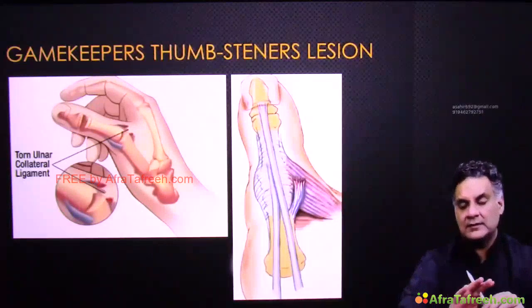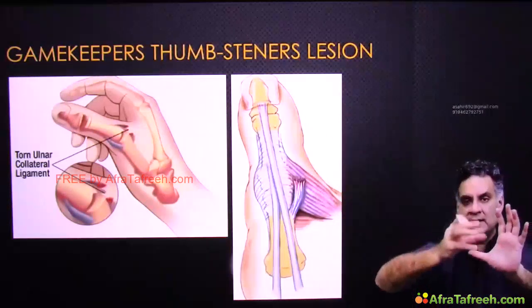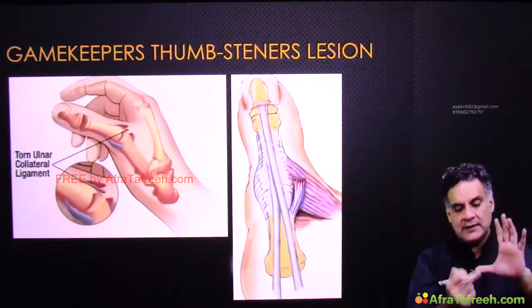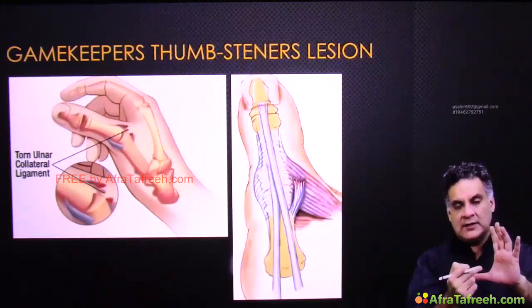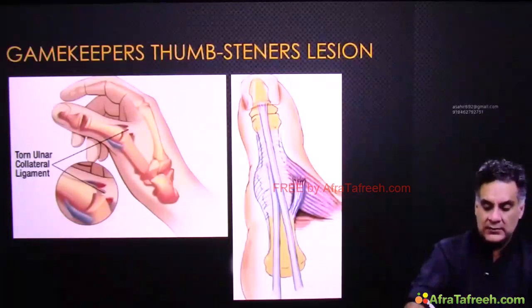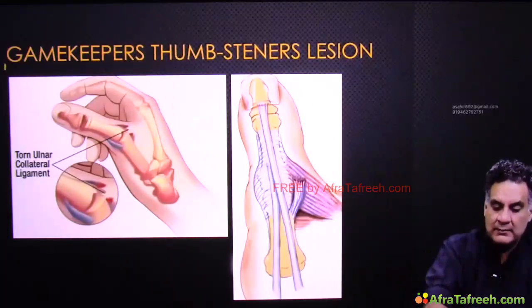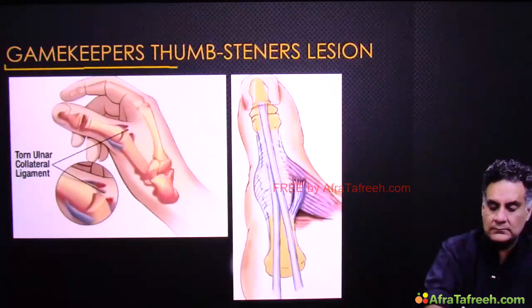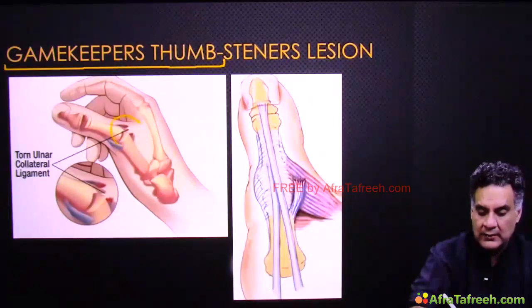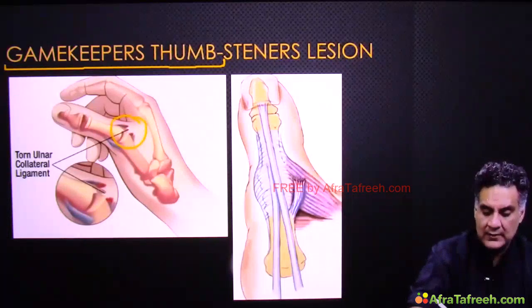Let's look at some disorders which affect the soft tissues. If a ball comes to somebody's hand and takes his thumb completely radial, it can damage the ulnar collateral ligament of the first metacarpophalangeal joint. This situation is called gamekeeper's thumb. There is a torn ulnar collateral ligament of the first metacarpophalangeal joint. It is the most common injury of the MCP.